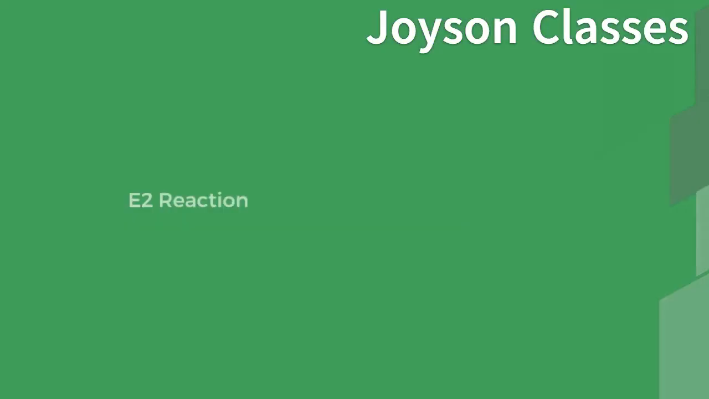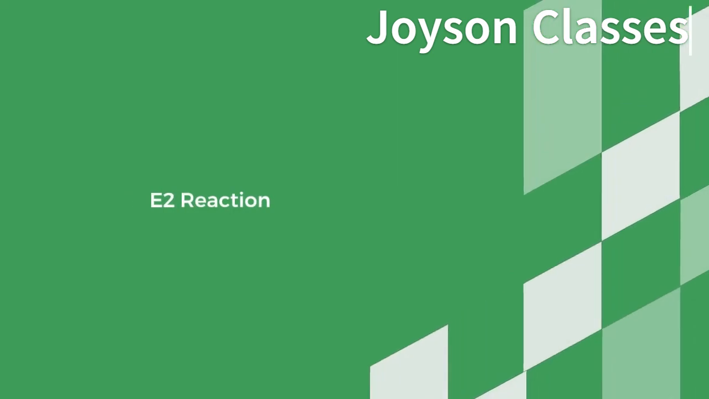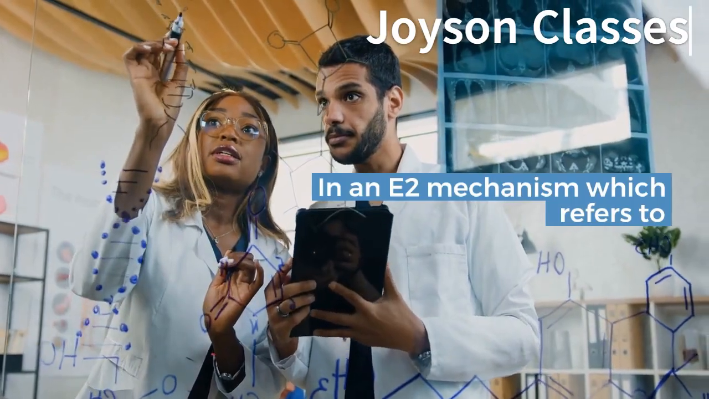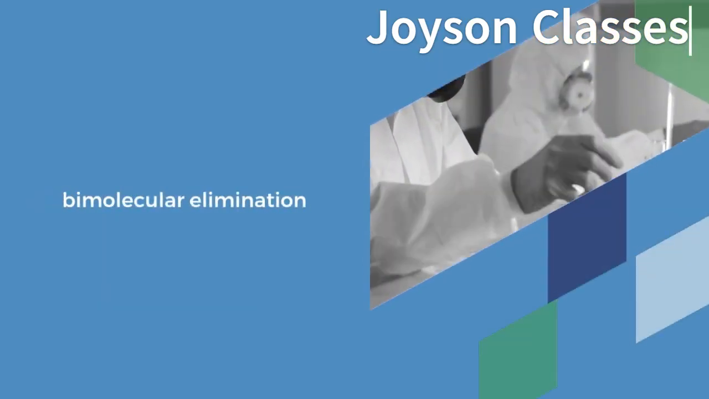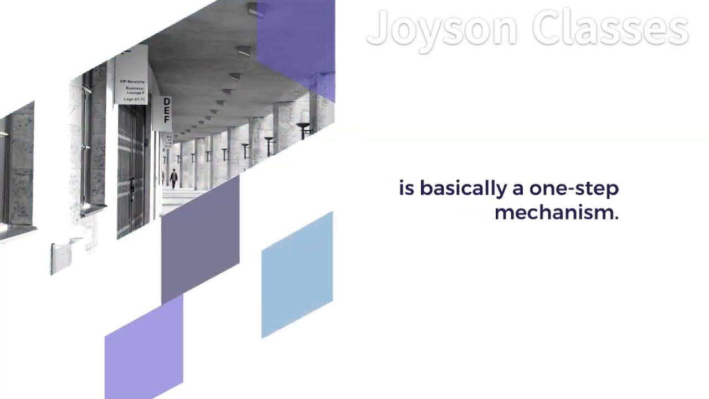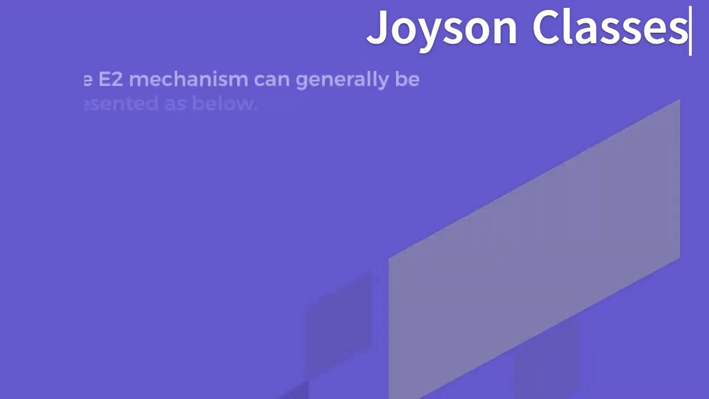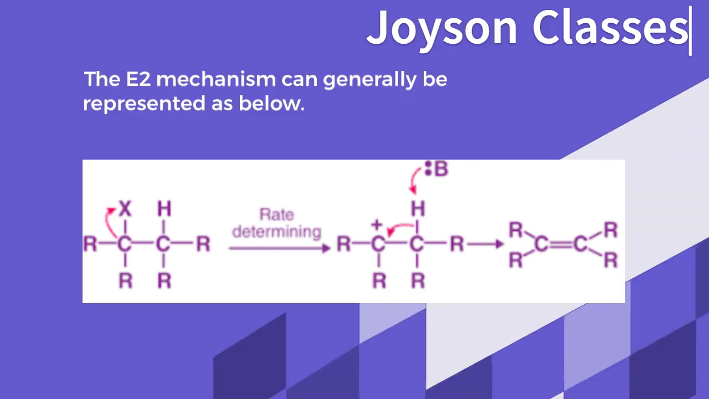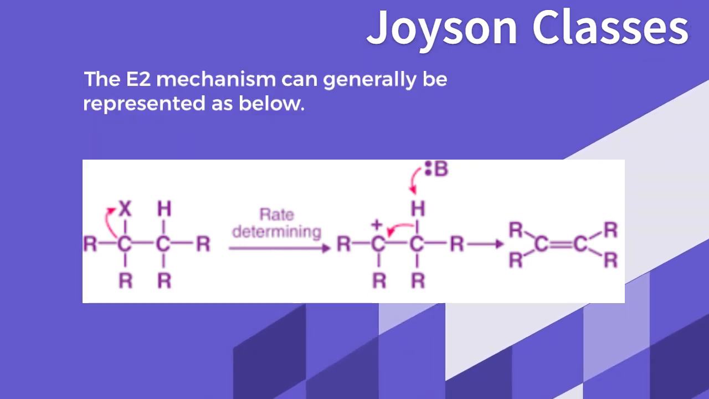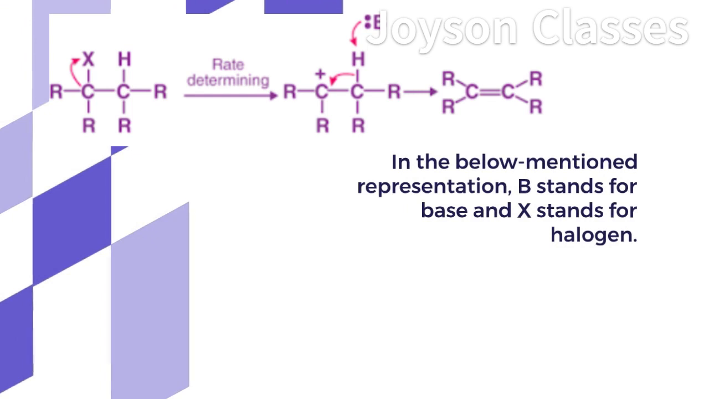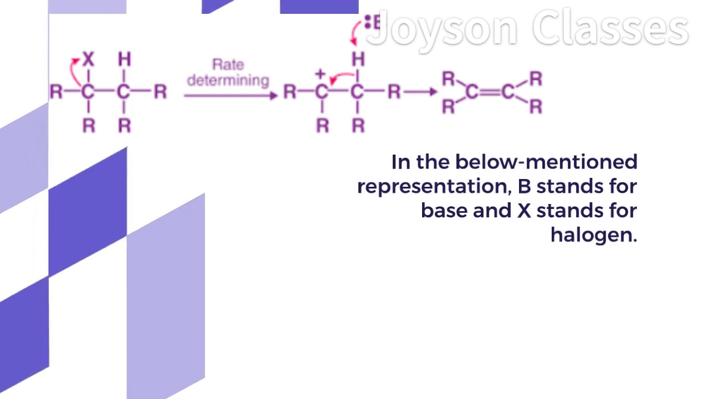E2 reaction. In an E2 mechanism, which refers to bimolecular elimination, is basically a one-step mechanism. The E2 mechanism can generally be represented as below. In the below-mentioned representation, B stands for base and X stands for halogen.